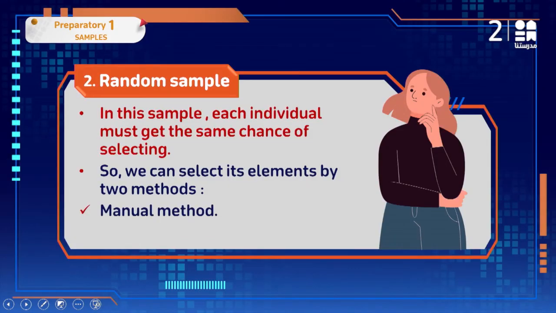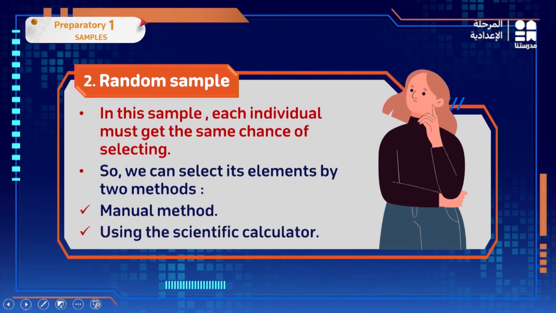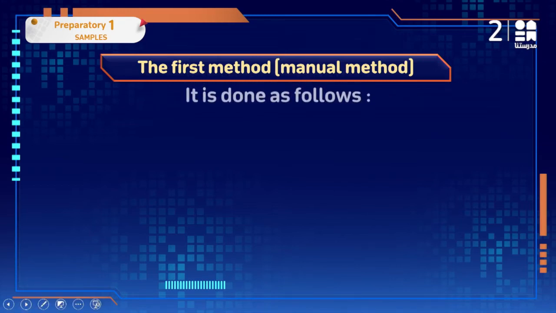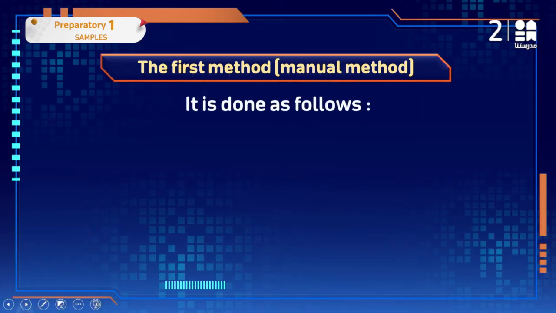And the two ways are the manual method, as we did it right now, and the second by using the scientific calculator, okay? The first one, manual method. It is done as follows.